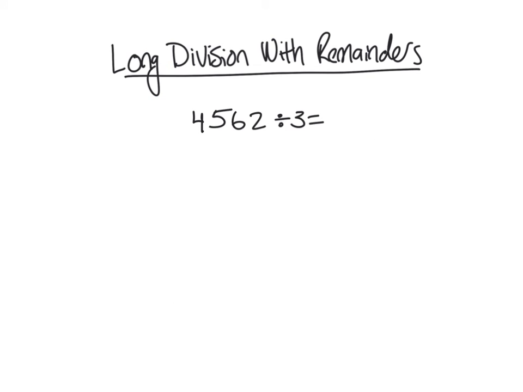Okay, here we have an example, and we're going to end up with a remainder at the end. So I have 4,562 divided by 3. I'm going to write down my dividend, 4,562, and put it inside my division box with my divisor of 3 on the outside. So now I ask myself, how many times does 3 go into 4? And that's 1 time. I subtract 3 because that's 3 times 1. So 4 minus 3 is 1.